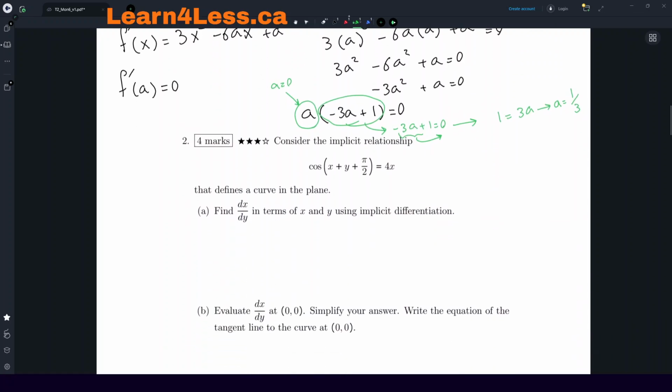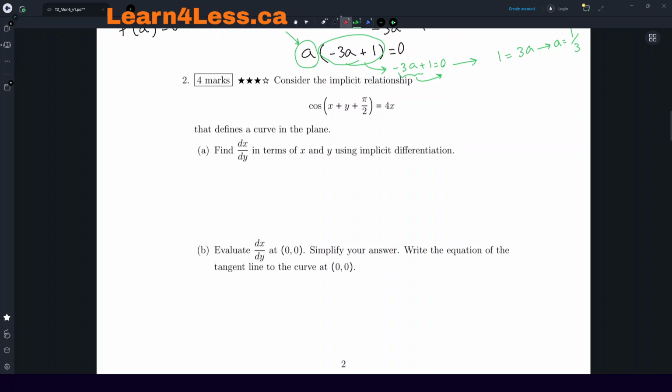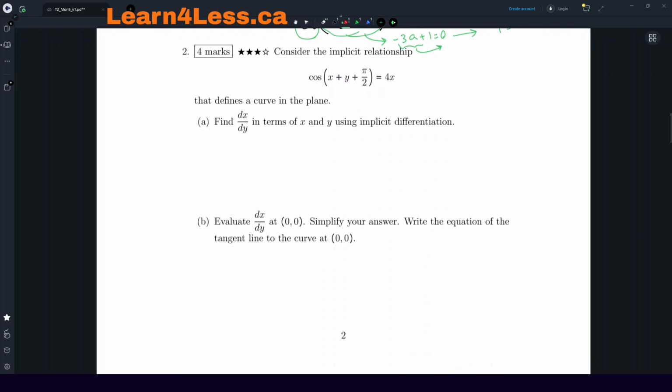Okay, let's move on to problem number 2. Here we are given a function, and we are not given a function like y equal to something. Cos of x plus y plus pi over 2 is equal to 4x. Because y is not explicitly given, we call these types of equations implicit equations. And when we want to take the derivative of that, it would be implicit differentiation.